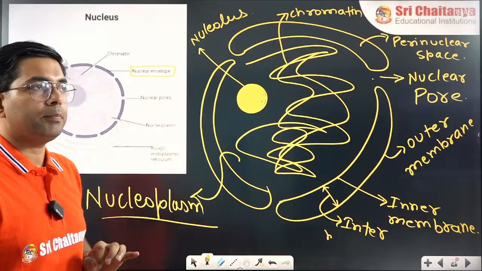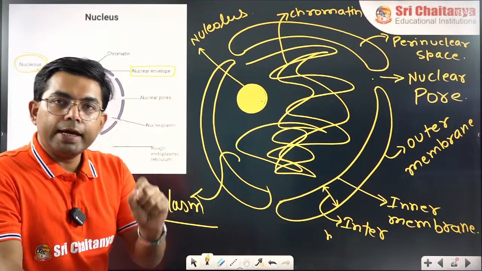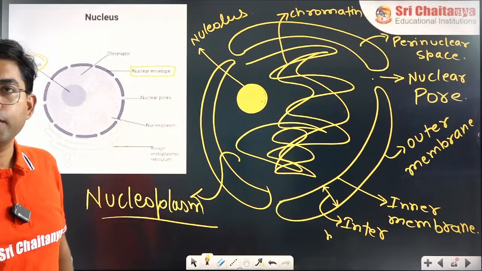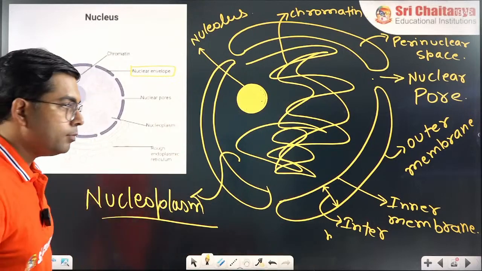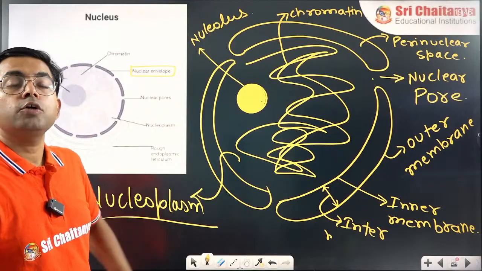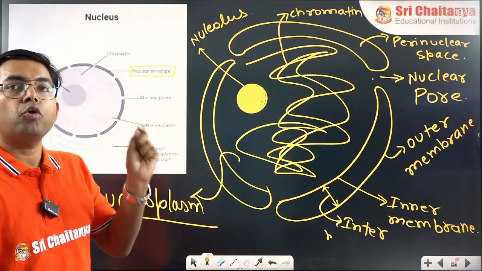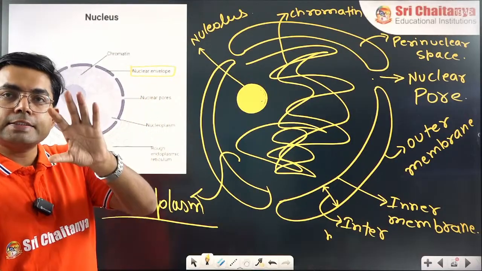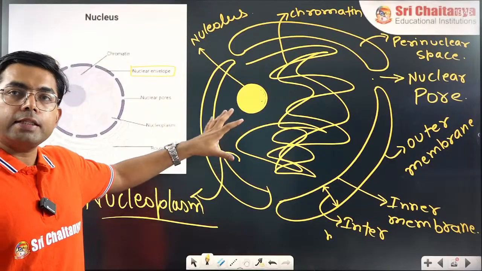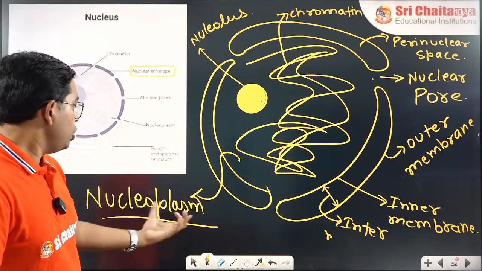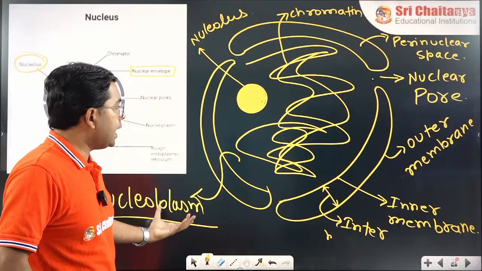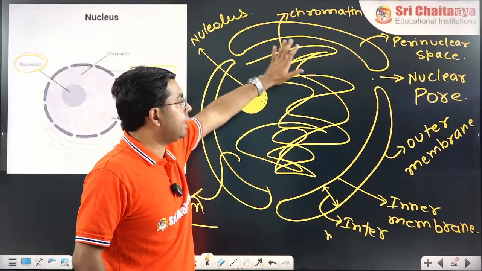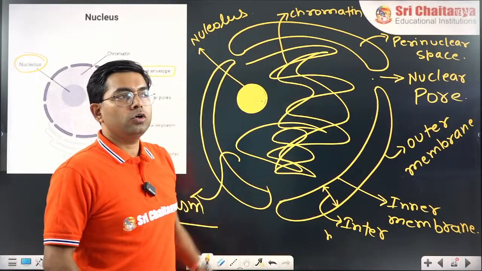I will again repeat. Nucleus has outer nuclear envelope, as you can see here. Is nuclear envelope regular? Answer is no. It has pores in it. So at the pore, what happened? Outer and inner membrane join with each other. Inside the nuclear envelope is the nucleoplasm. Inside the nucleoplasm is a dense structure called nucleolus and a thread-like structure called chromatin.